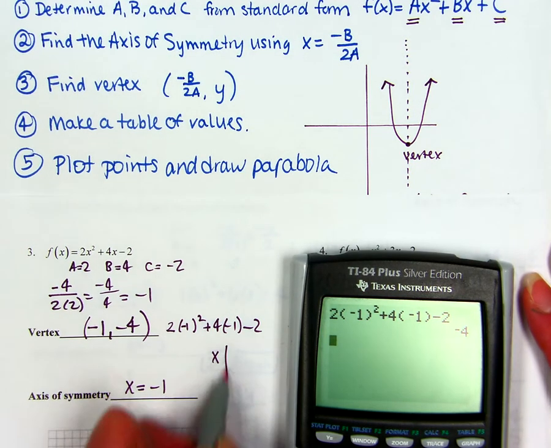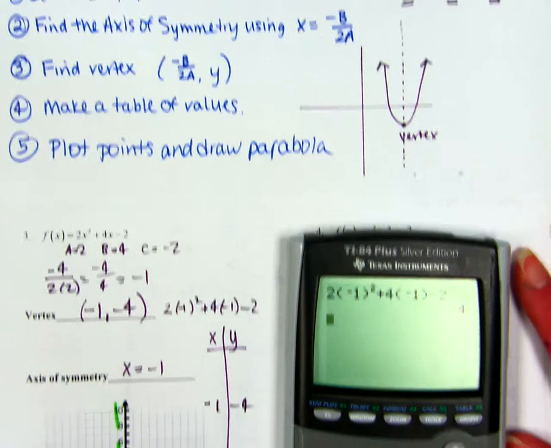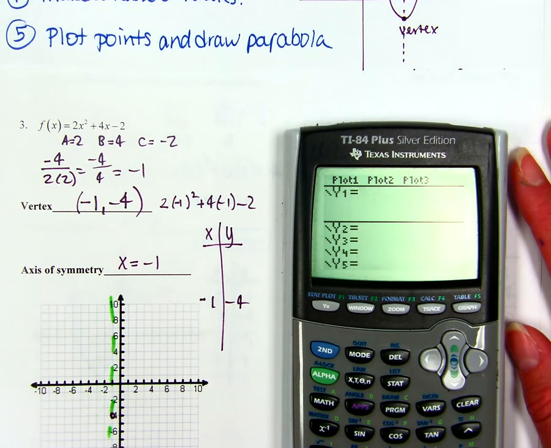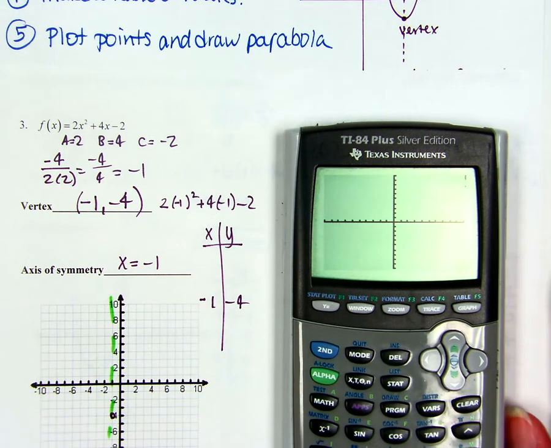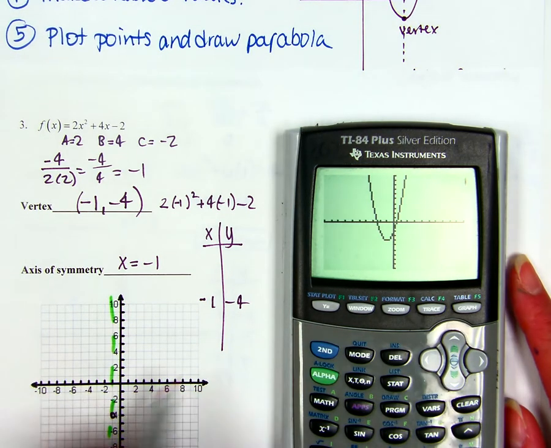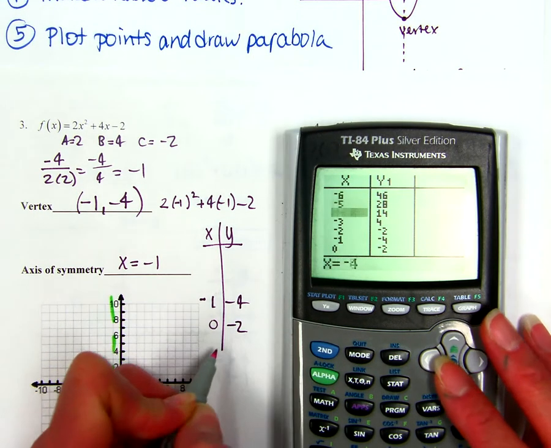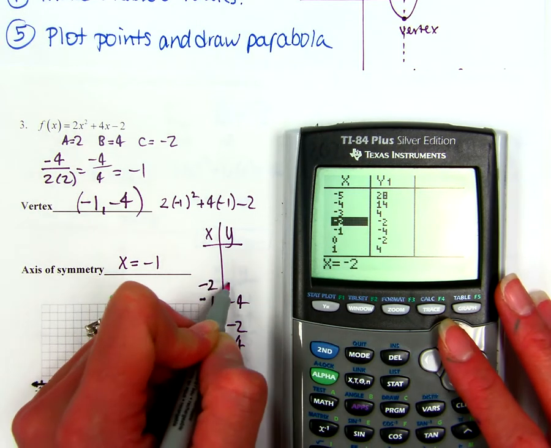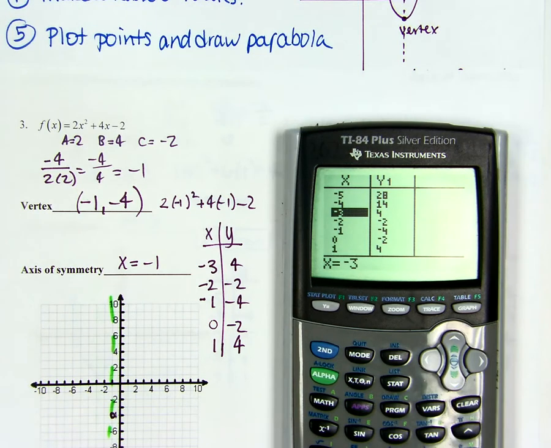All right, so now I'm going to make my table of values. Negative 1, negative 4 should be in the middle of that table. And then I'm going to go to y equals, type in the equation 2x squared plus 4x minus 2. And then I'm going to see what the picture looks like. So it's going to be over here somewhere, and then hit second graph, and I can copy down some numbers. So I've got 0, negative 2, 1, 4, and then I need a couple above. So negative 2, negative 2, negative 3, 4. All right.